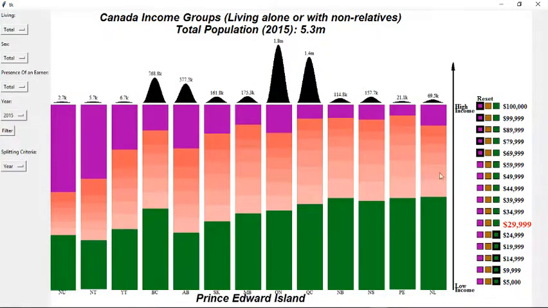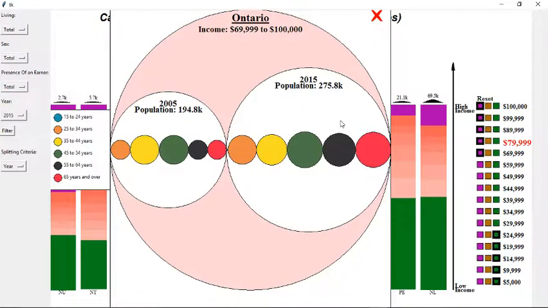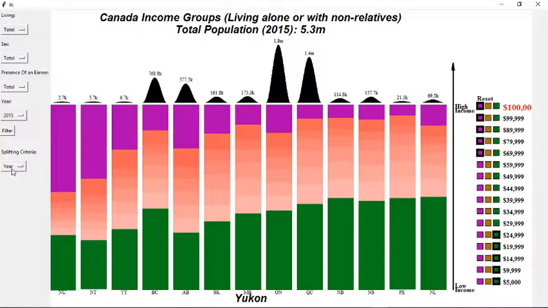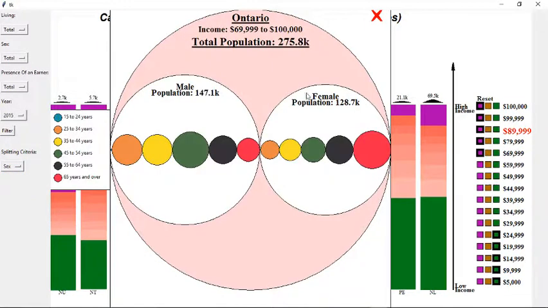Now, if I click on one of these tiles or polygons, it will allow us to analyze more about the data. Right now, let's pick the splitting criteria to be 6, so let's analyze male versus female ratio for this particular income group. We're looking at the high income group in Ontario, and the male and female ratio is mostly the same.